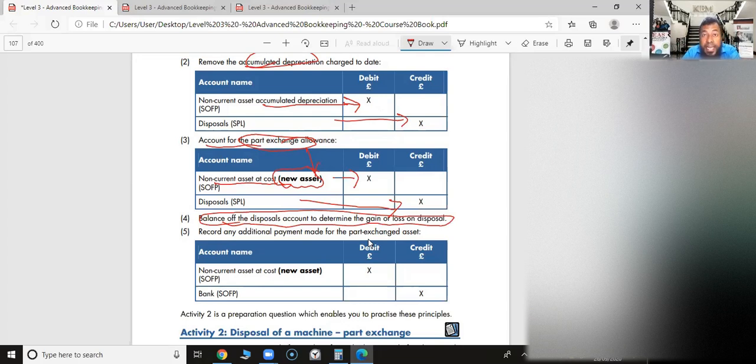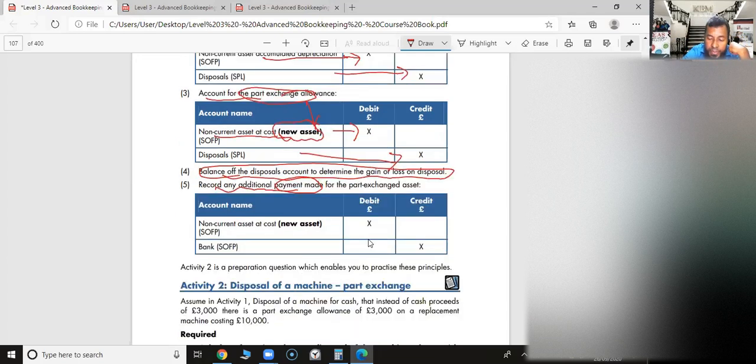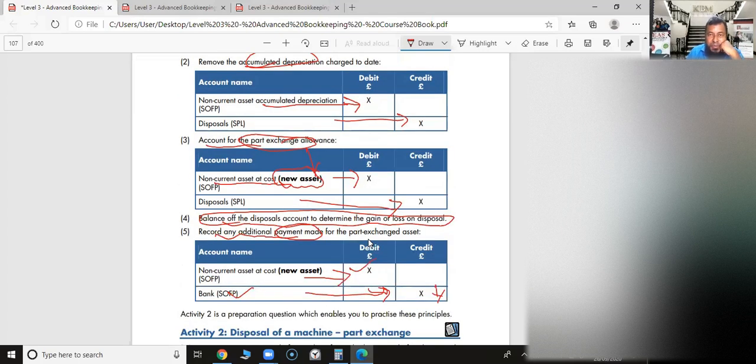And as I said, we are getting a new asset, so record any additional payment because we are paying extra money for a new asset, which may be expensive. Just the exchange was not enough. We had to pay something extra from our pocket. So my bank is going down because of that extra payment, bank credit. And I'm getting a new asset, asset debit. That's how we do it. So the only new thing here is that I'm not getting any money. Rather, by exchanging the old one, I'm getting a new one. So assets are up. And I might have to pay extra money from my pocket, my bank going down.